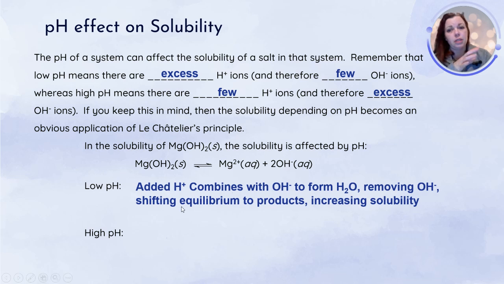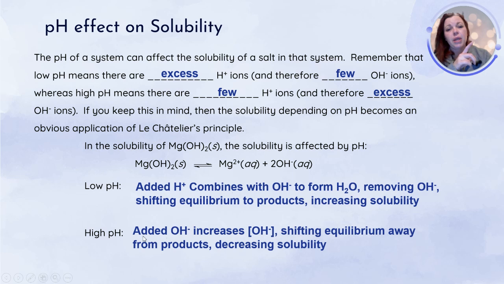That increases the solubility. Now, if you increase your pH, then that means you have excess OH-, and that does the same thing as if you added one of the components. You can treat this as really a common ion effect. So your added OH- increases your concentration of OH-, shifting equilibrium away from your products, therefore decreasing your solubility. Because what you've done in this situation is you have increased the concentration of your product, which means you have increased your Q value. And so you will shift towards the products to reestablish your equilibrium position.